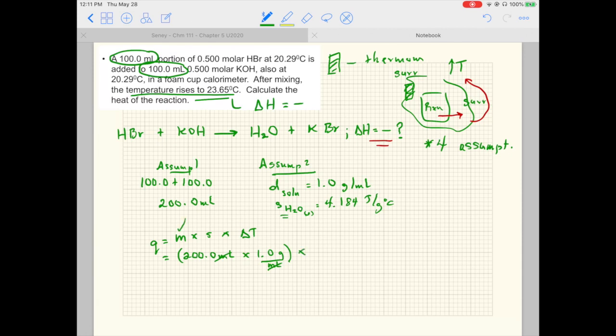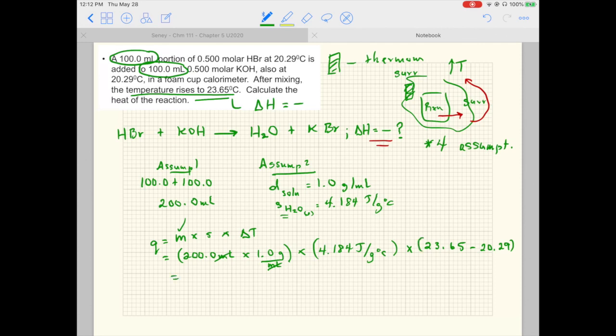Then the specific heat of the solution, we're assuming, is the same as the specific heat of water. Now, if you're given the specific heat of the solution that it's in, use that one. But in this case, we weren't given, so we know, therefore, we have to use these assumptions. And then delta T is final minus initial. Our final temperature was 23.65 minus 20.29.